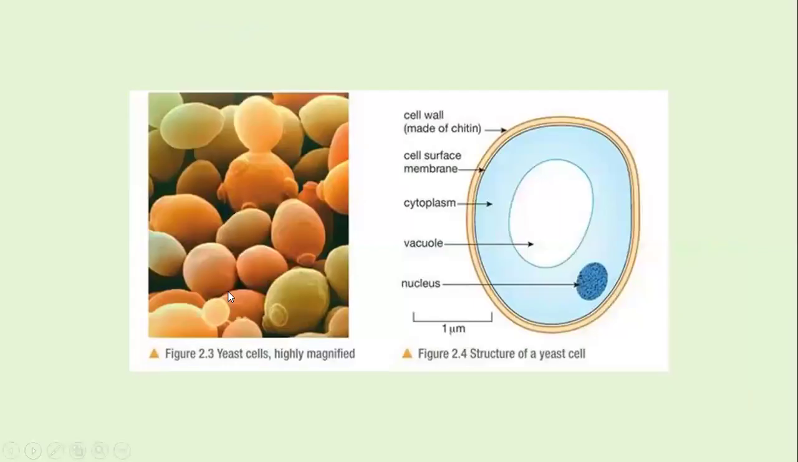Yeast is important in the production of beer, wine and bakery products because yeast can do anaerobic respiration when oxygen is not there. It can ferment glucose and produce ethanol and carbon dioxide. Ethanol is very important as a solvent and beverage. This is the structure of a yeast cell.